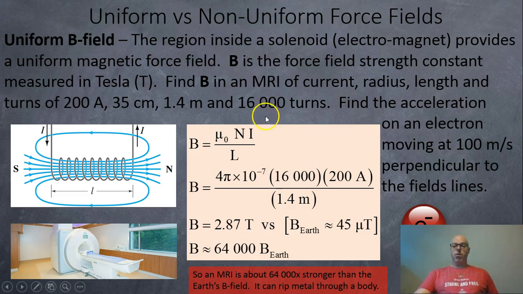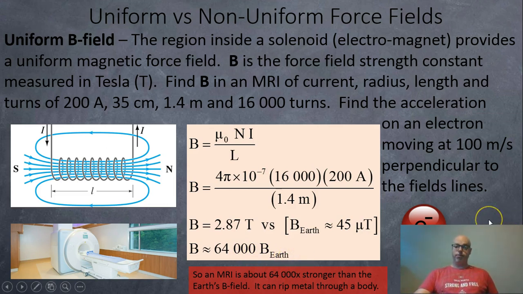So if you plug that number in, the permeability of free space is 4 pi times 10 to the negative 7. We've got 16,000 turns over 1.4 meters, and 200 amps of current. And we get 2.87 Tesla, which is around the 3 Tesla they advertised. That's pretty strong compared to the Earth's magnetic field, which is around 45 microtesla. So that's about 64,000 times the strength of the Earth's magnetic field.